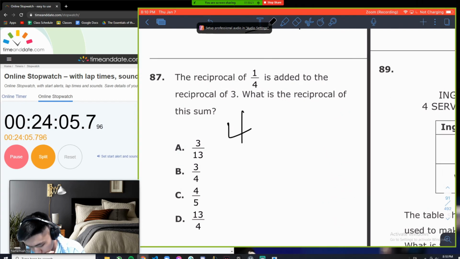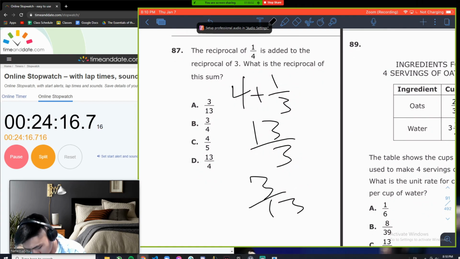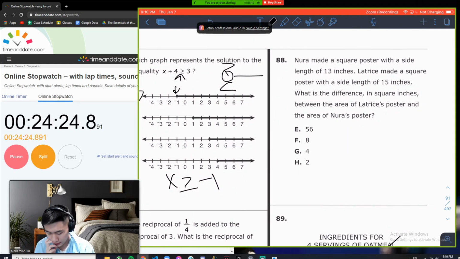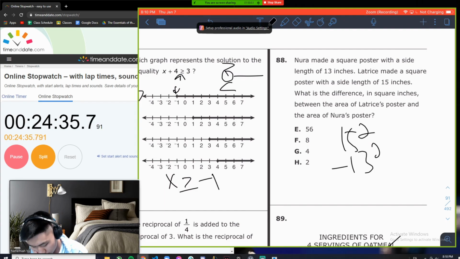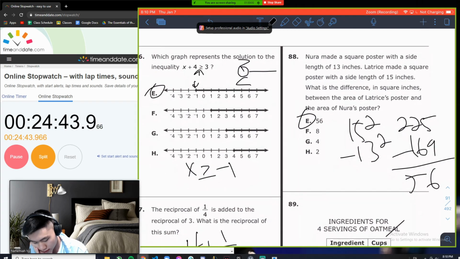So 4 plus 1/3 is 4 1/3, which is 13 over 3, and the reciprocal of that is 3 over 13. Well, it's just 15 squared minus 13 squared, right? So that's 225 minus 169. 56. Right? Yeah.